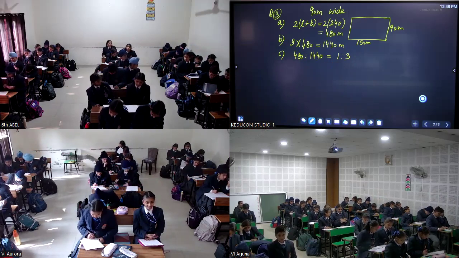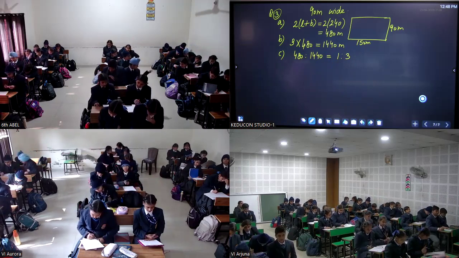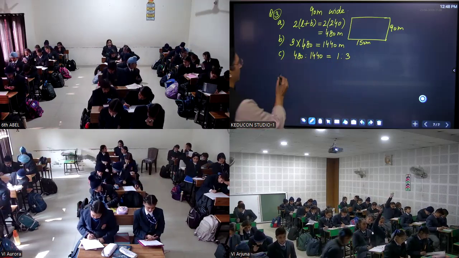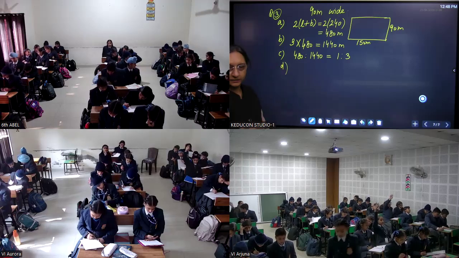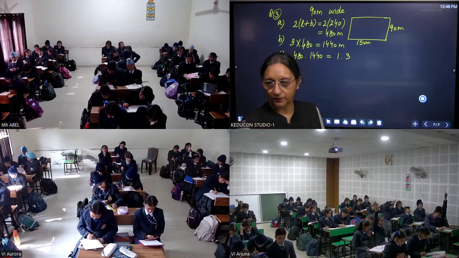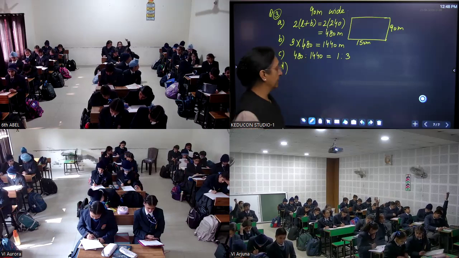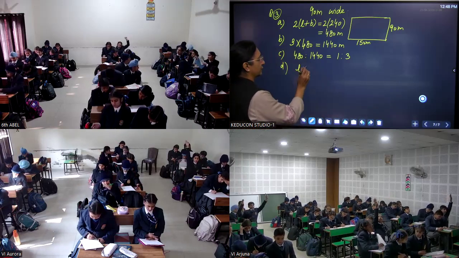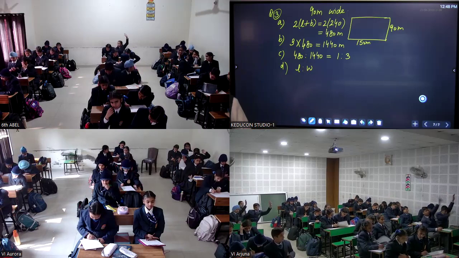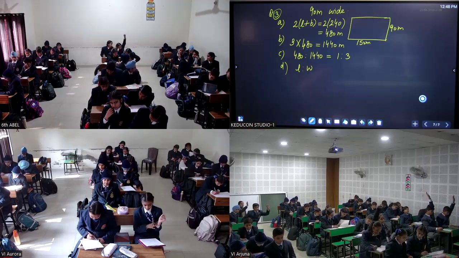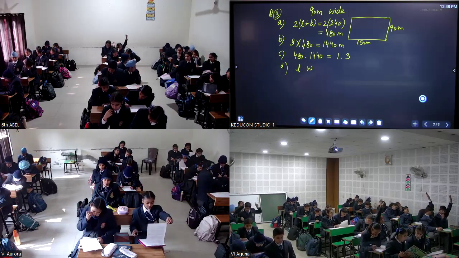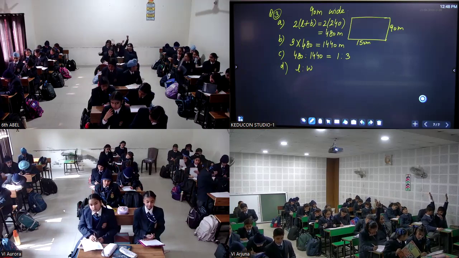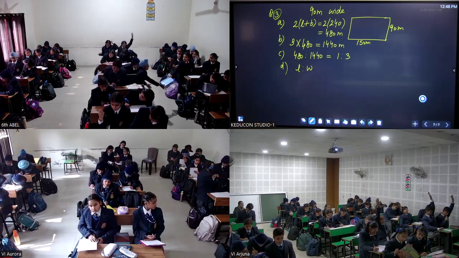D part, write the lowest form of the ratio of length and width. Ratio of length and width, and in lowest form. Please remember: length, ratio, width. So you have to write it first, and you also have to do it in lowest form. Lowest form of the ratio of length and width of the park.